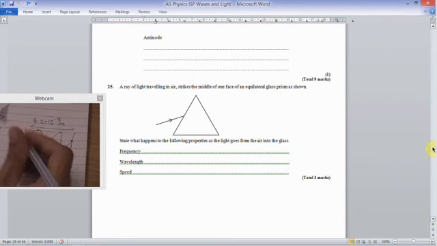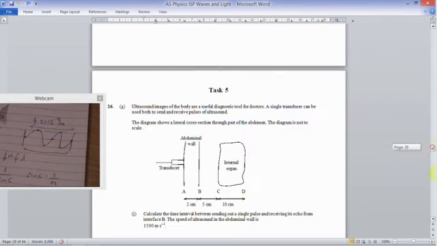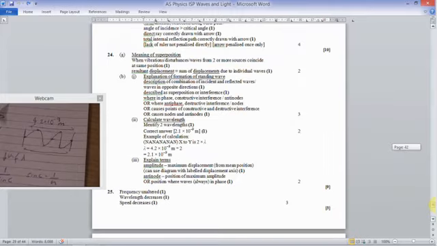So by v equals f lambda, if the speed goes down and the frequency stays the same, the wavelength must go down as well. Let's double check that. Yeah, frequency isn't altered, the other 2 decrease, just like I said. Remember, the frequency decides the colour. The frequency is not altered at all, however the wavelength will change and the speed will change.